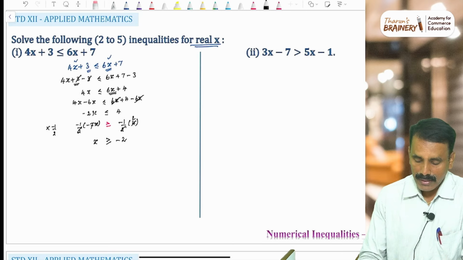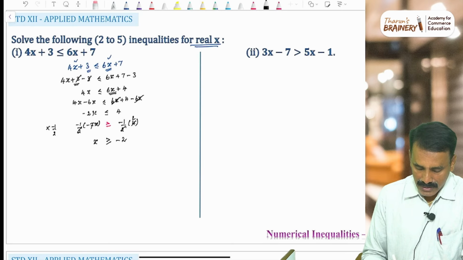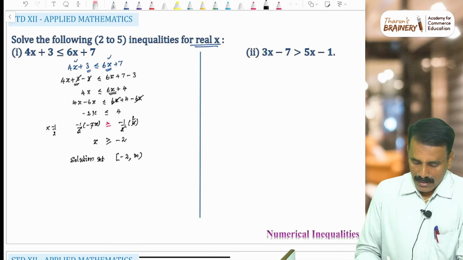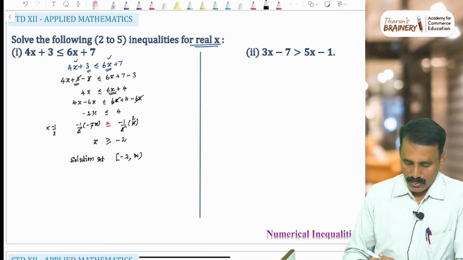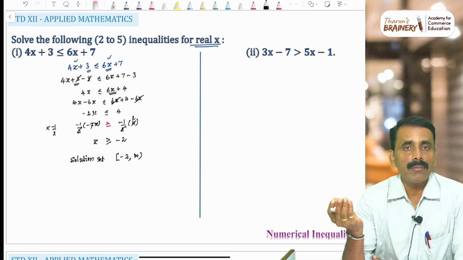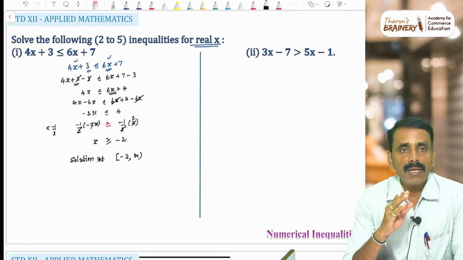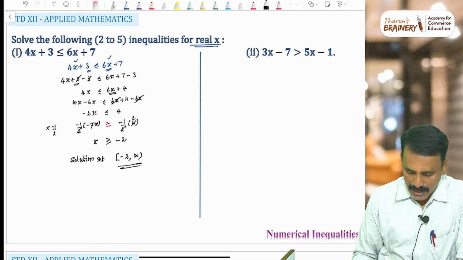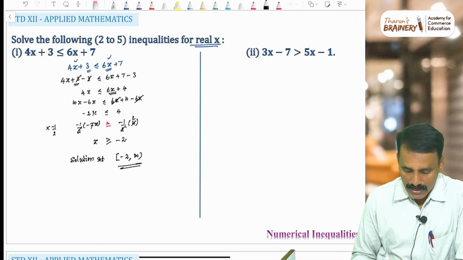Now, it is going to be the real number system. So, the solution set will be minus 2 to infinity, because x should be greater than or equal to minus 2. What are all the values of x which are greater than minus 2 in the real numbers? Any number which lies to the right of minus 2. That is why we are writing it in the interval, because we have the equal to symbol in the inequality, so the endpoint will be included. So, it is minus 2 to infinity.